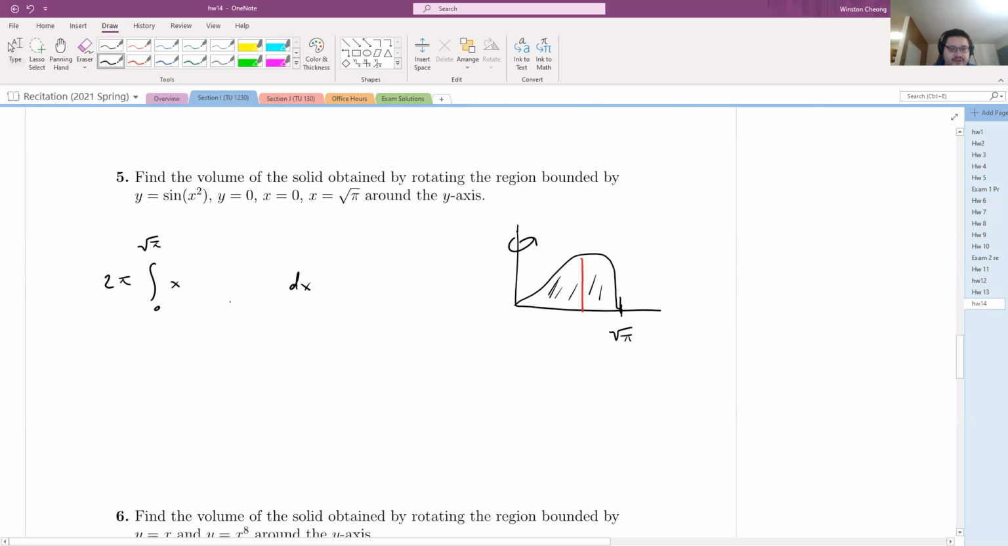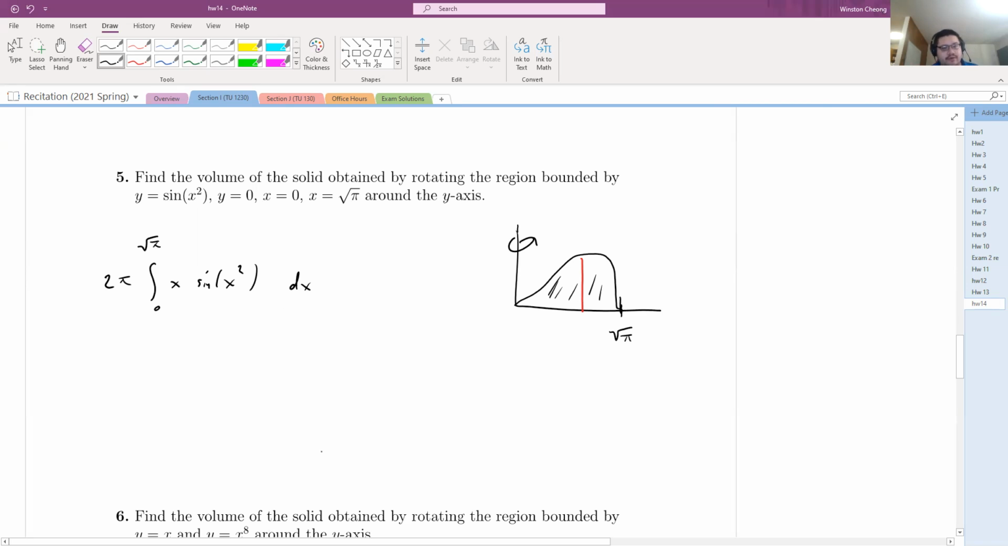So the function itself, that's this sine of x squared. And so we can just write it like so. Okay, so this integral is going to calculate for us the volume of revolution, and all we need to do now is to just calculate this guy. I want to pause here and make sure that you can see how you would integrate this, because it's important to know how to actually do this calculation.